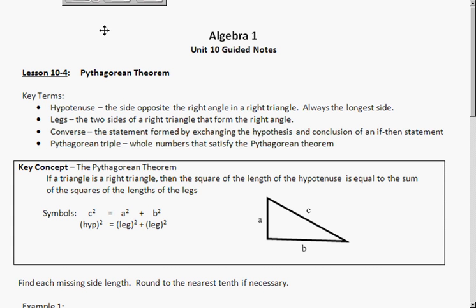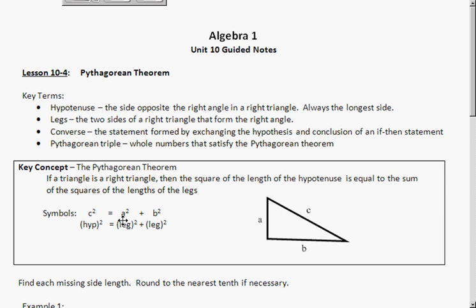Lesson 62, Pythagorean Theorem 10-4. We're going to revisit Pythagorean Theorem. This is probably something that you covered in the past, but we're along the lines of radicals and square roots, so we'll bring it back up. Biggest thing for a refresher here, hypotenuse is the longest side of the triangle.